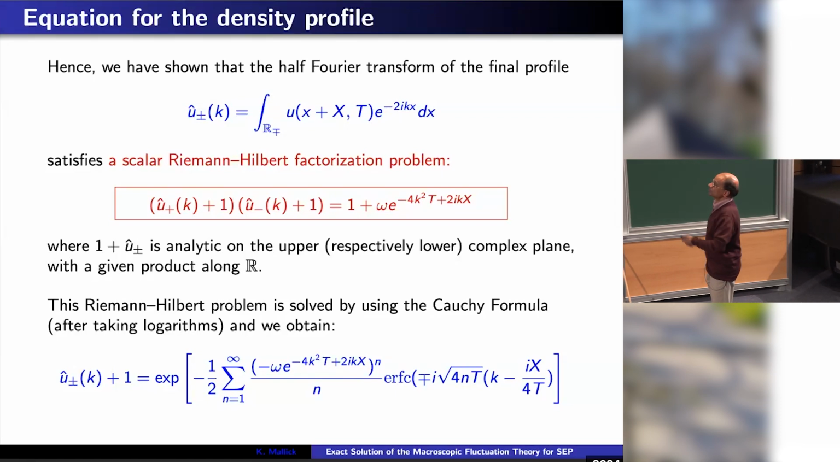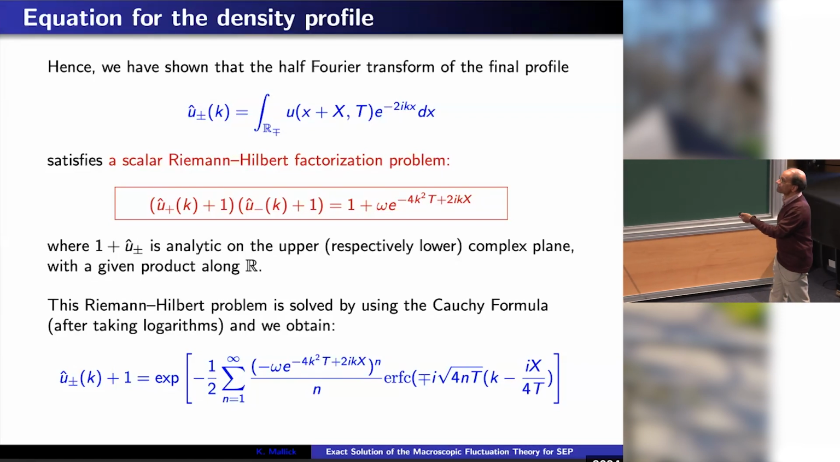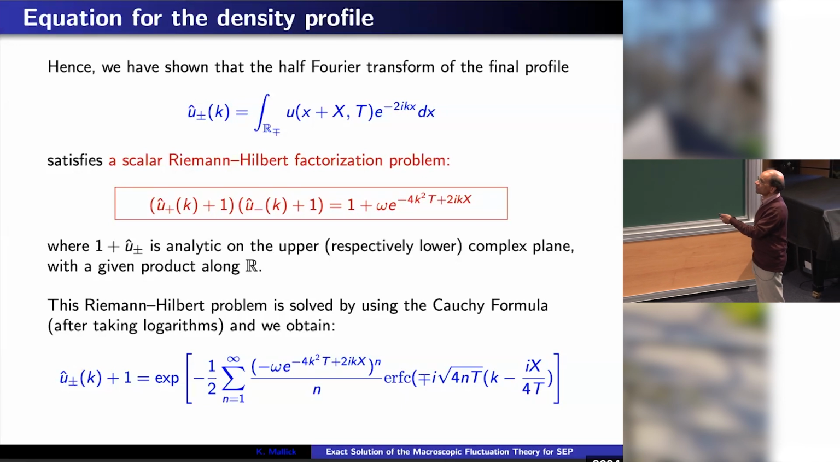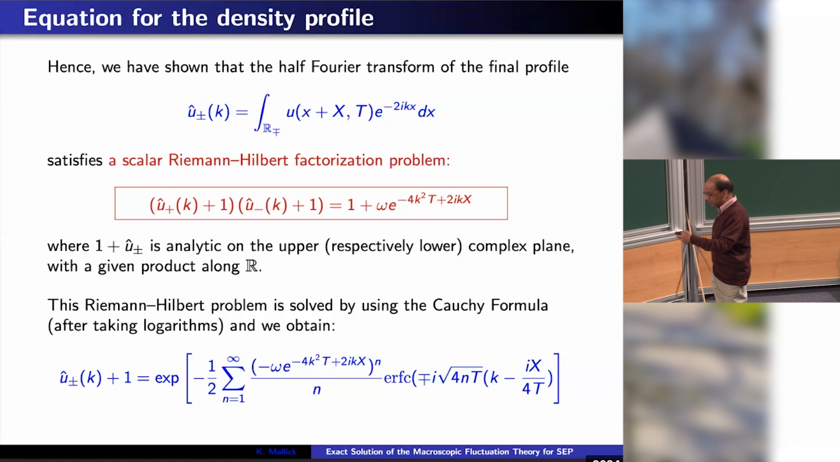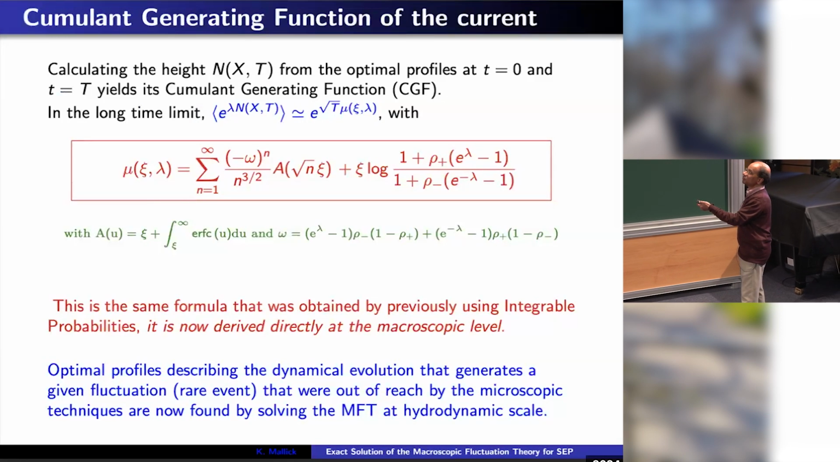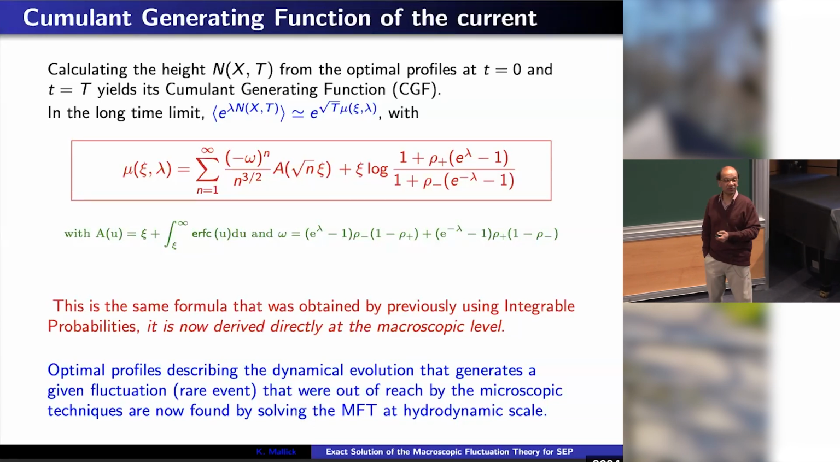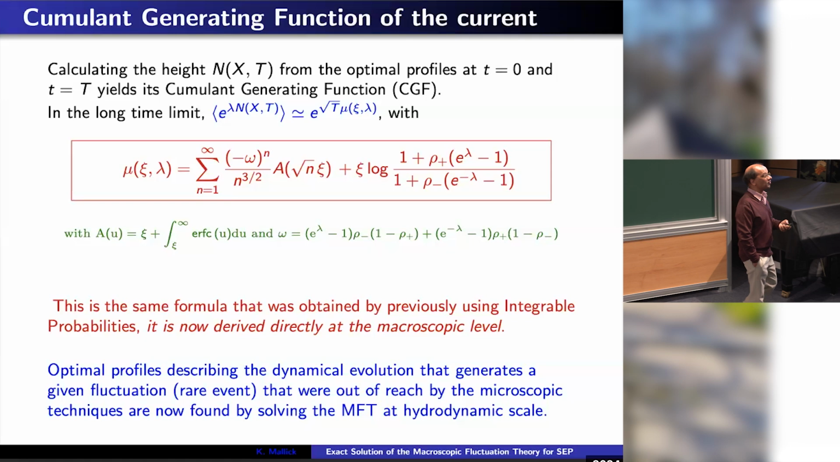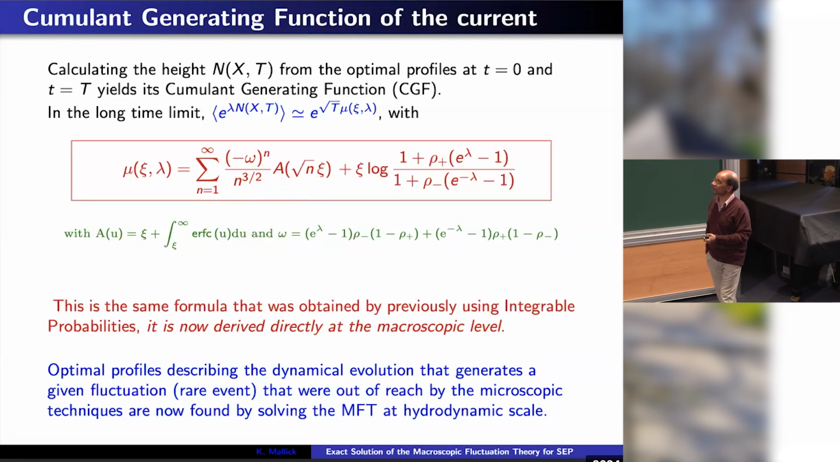So this kind of Riemann-Hilbert factorization problem in one dimension is easy to solve. You essentially have to use the Cauchy formula. And you get the expression of the Fourier transform of your profile. And once you know your optimal profile, you just plug it back into the action and you compute the cumulant generating function. And as you learned it by heart 10-20 minutes ago, you can recognize that this is exactly the same formula that we got for the microscopic calculation using the Bethe ansatz.